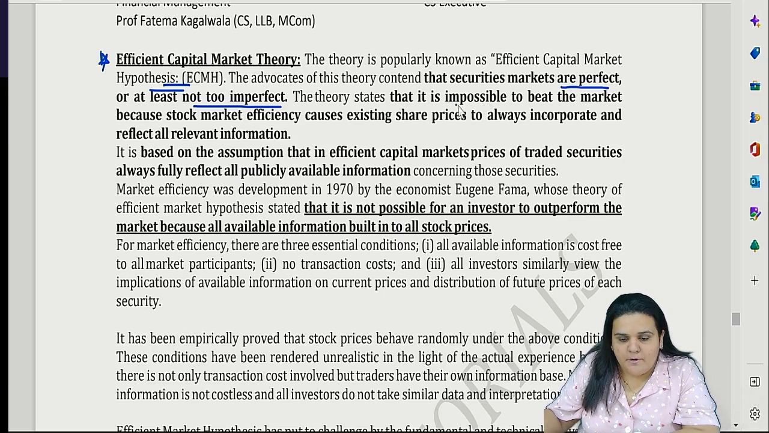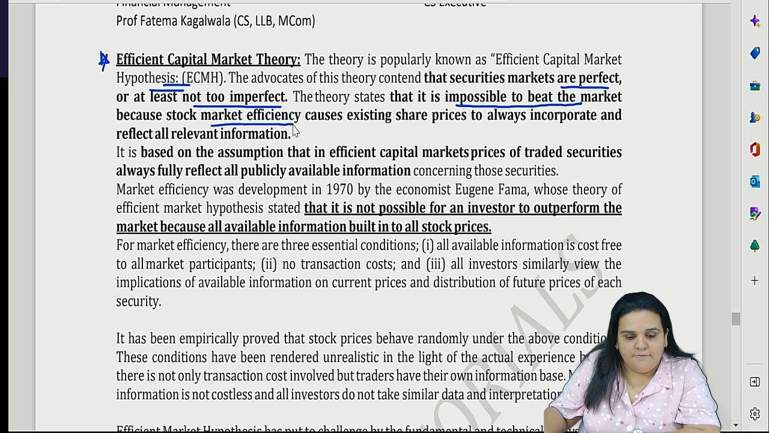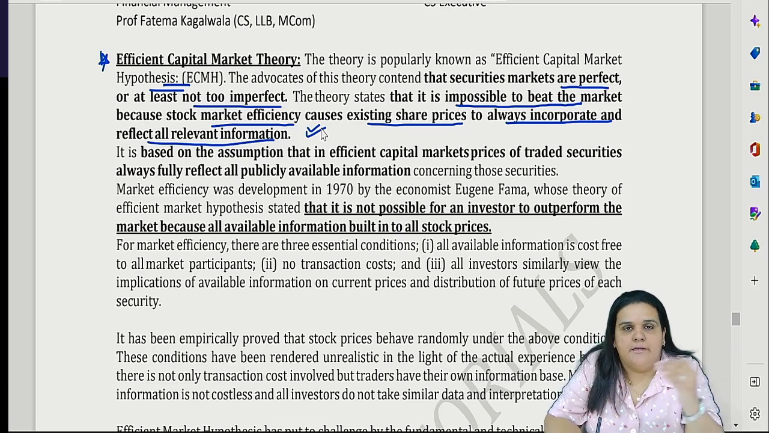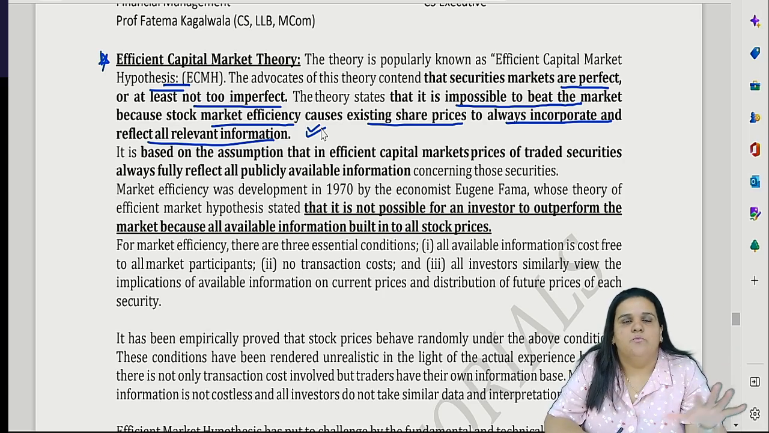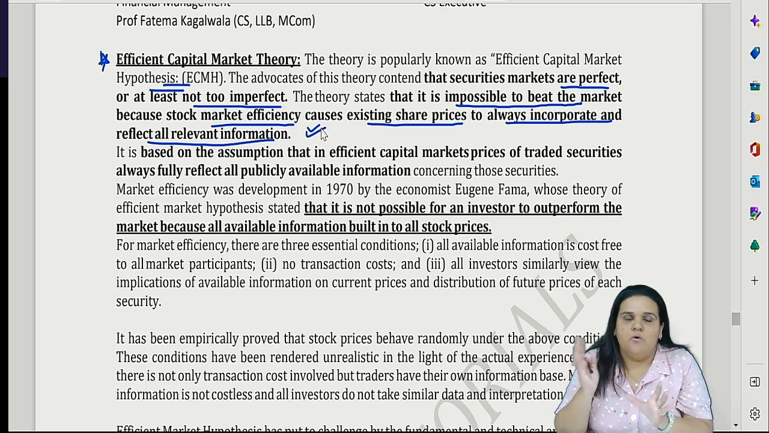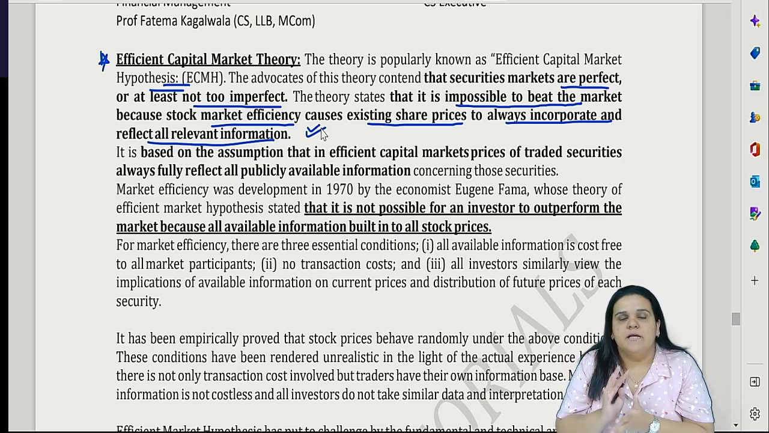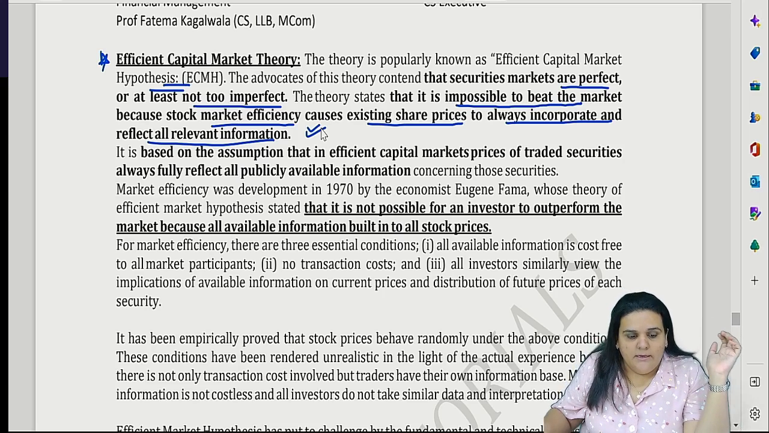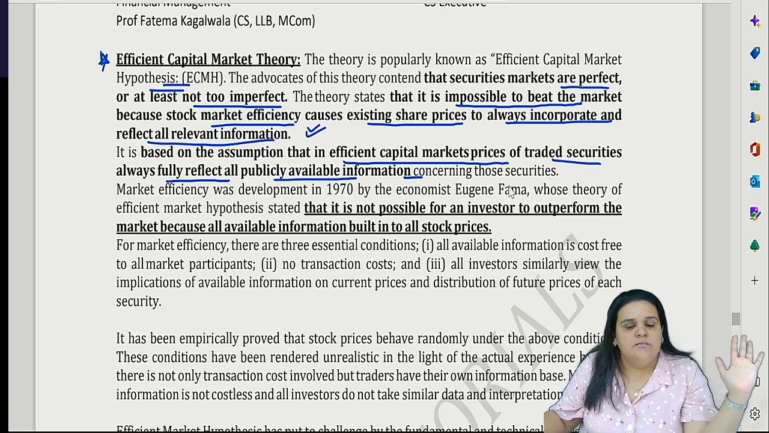The theory states that it is impossible to beat the market because stock market efficiency causes existing share prices to always incorporate and reflect all the relevant information. So basically this theory is saying that all that we did, fundamentals and technicals, is of no use. Markets are always perfect for investors who are disciplined. Whatever relevant information is available, the prices adjust accordingly. Share prices always reflect the publicly available information concerning that particular security.